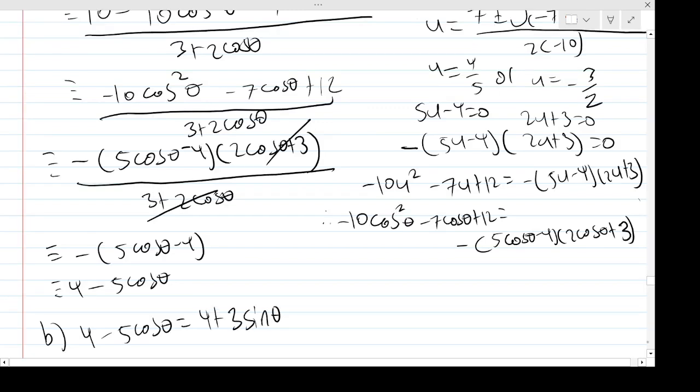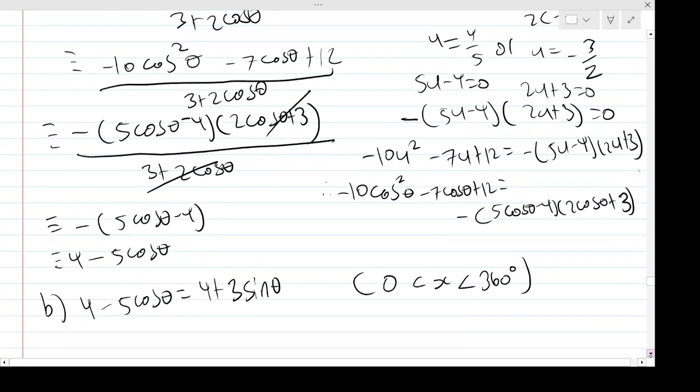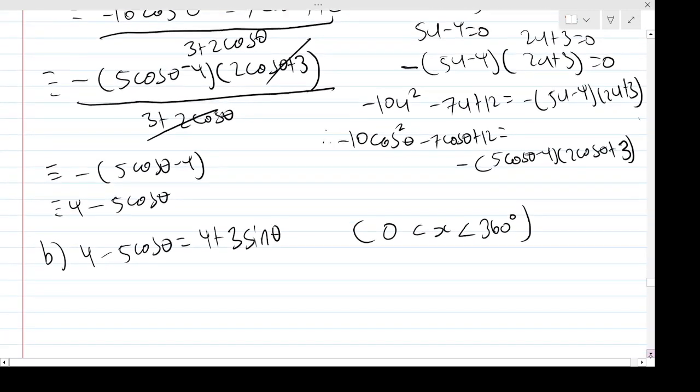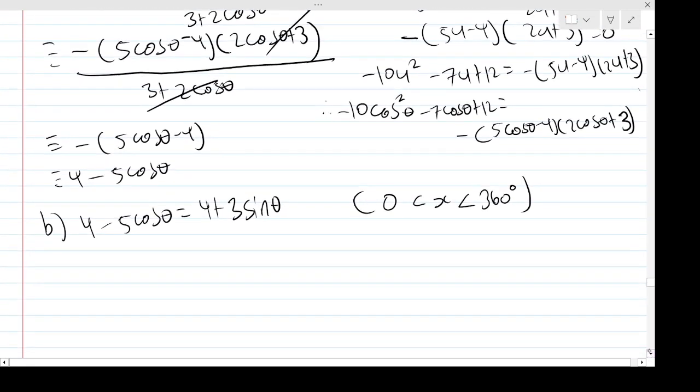And again, we are working between 0 and 360 degrees. So how are we going to solve it? Firstly, we can take away 4 from both sides. If I take away 4 from both sides, I just get minus 5 cos theta is 3 sine theta.